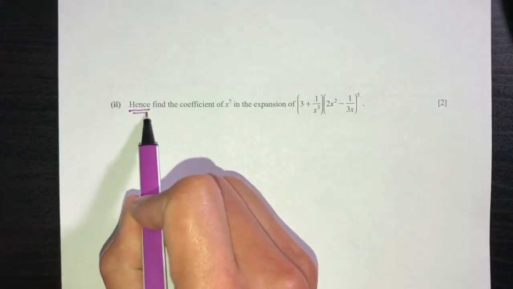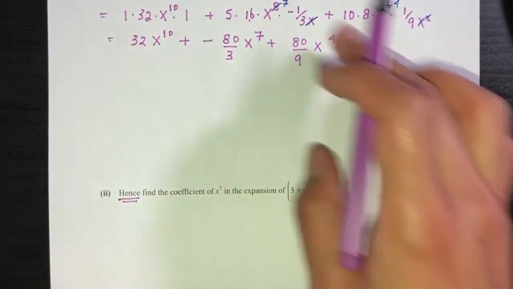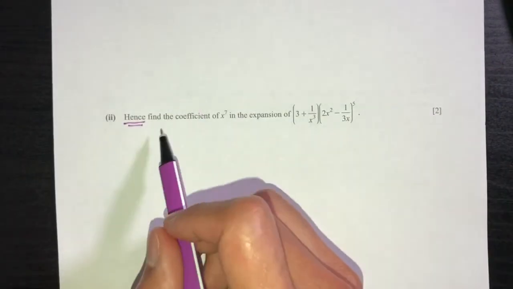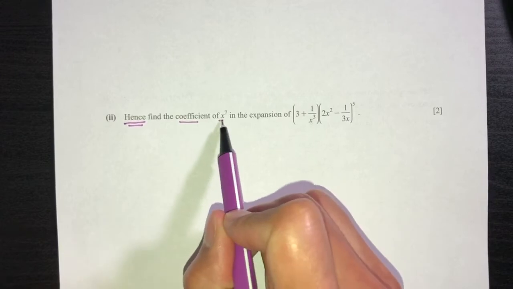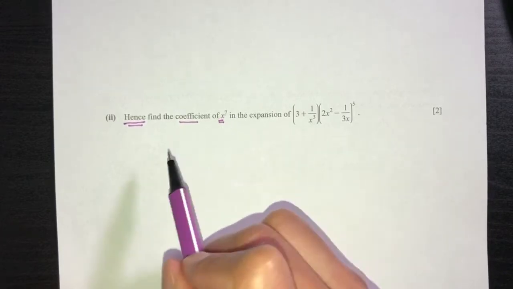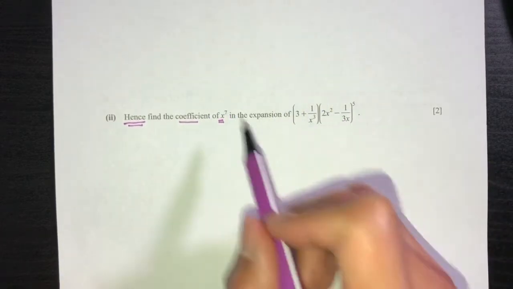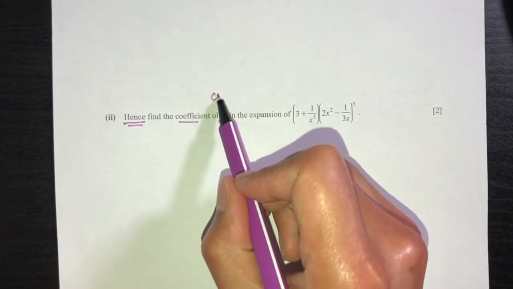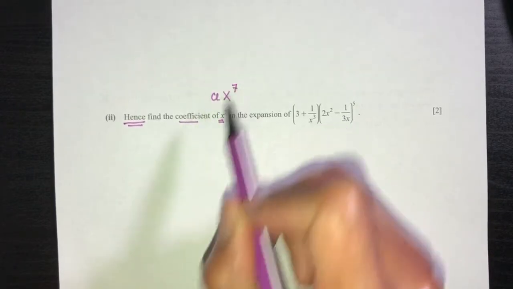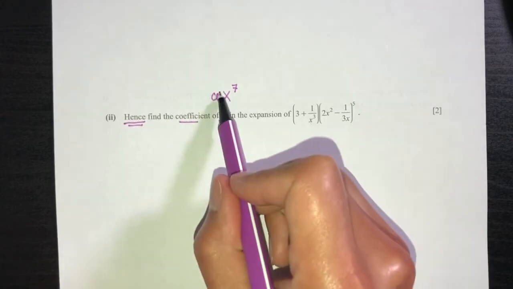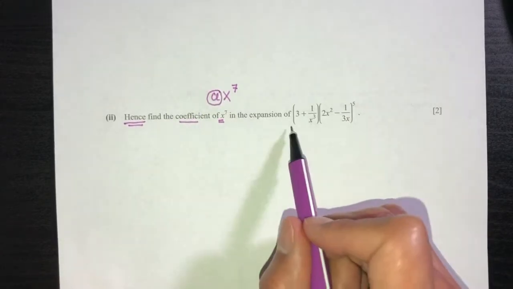So when you see hence, it means we have to use your answer for part 1. Hence, find the coefficient of x power 7 in this expansion. So for example, we have a x power 7. The coefficient means we have to find the value of a. Okay, so how do you expand this?